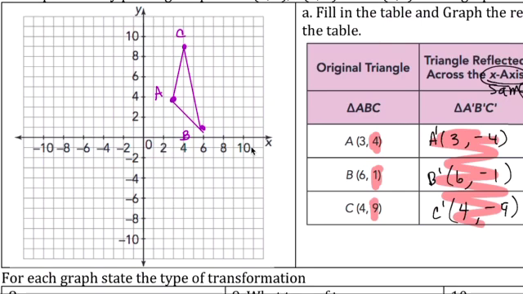Okay, it should be over this x line. So 3, 4, negative 4 I mean. That's A prime. 6, negative 1, which is right there. That's B prime. And then the other one's 4, negative 9. Connect the dots.